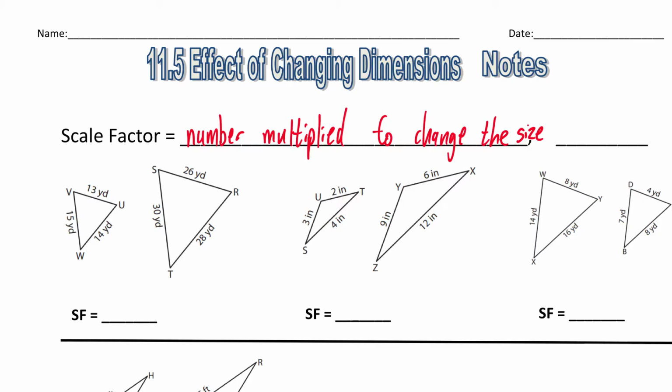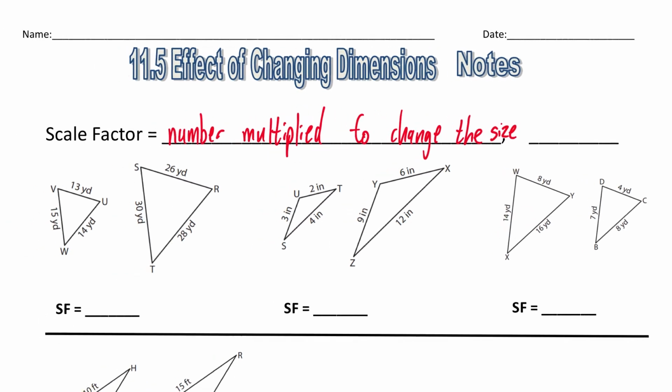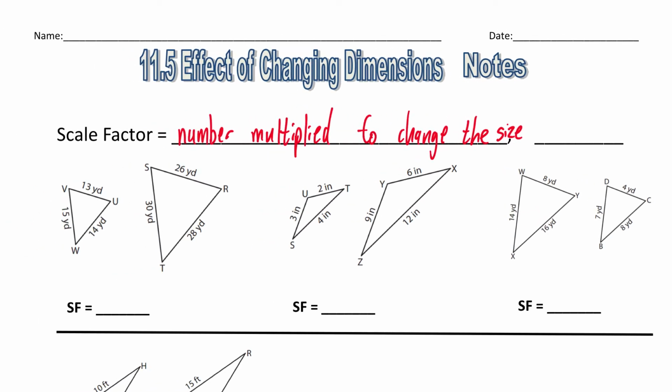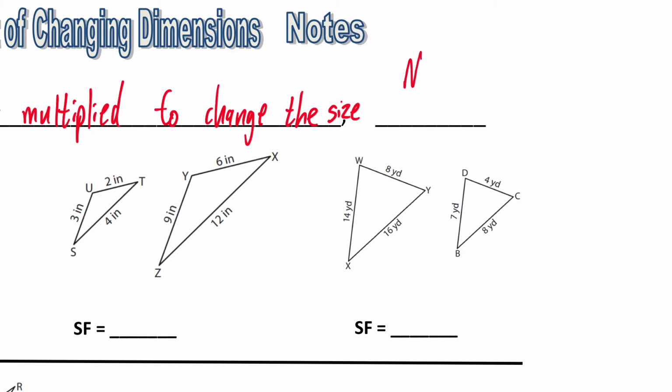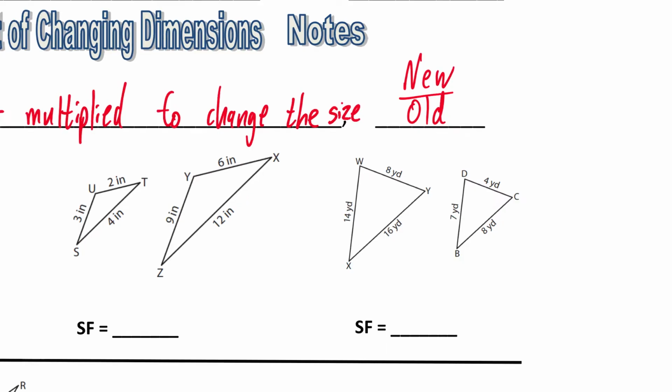And remember, we've talked about it this year. If the number is greater than 1, it's going to produce an enlargement. It's going to get bigger. If the scale factor is less than 1, and not talking about negatives, but just anywhere from 0 to 1, it's going to make it smaller. Okay, another way to think about scale factor, kind of a basic way to think about it is new over old. Okay, and we'll talk about what that means. It'll help us on some of this stuff. Okay, the new length over the old length.